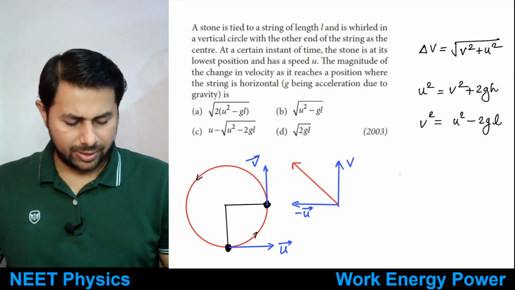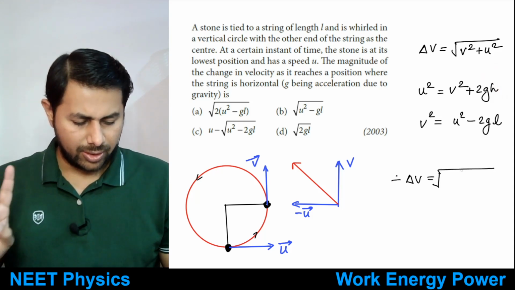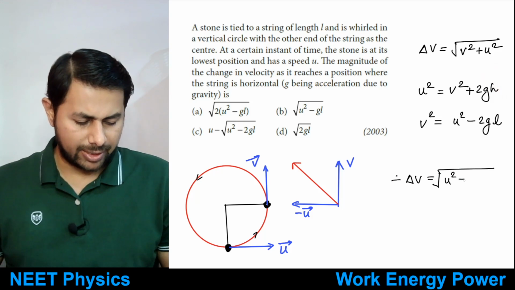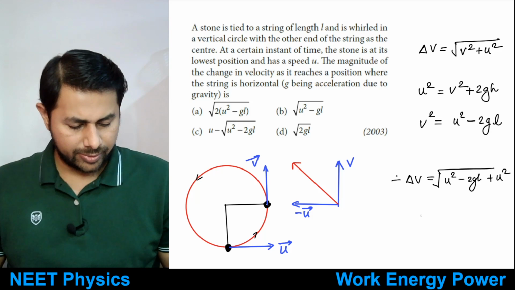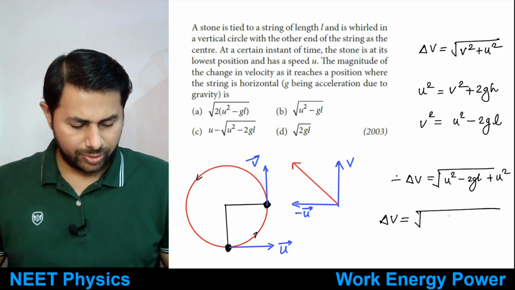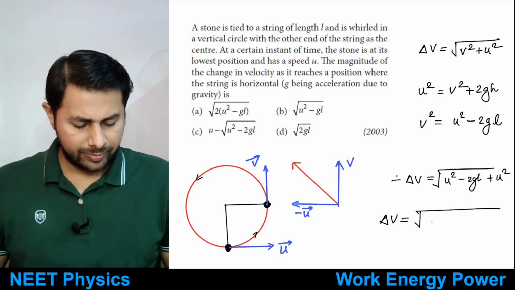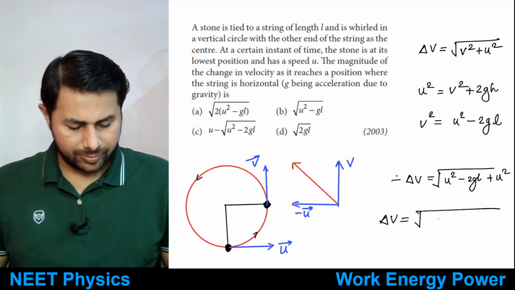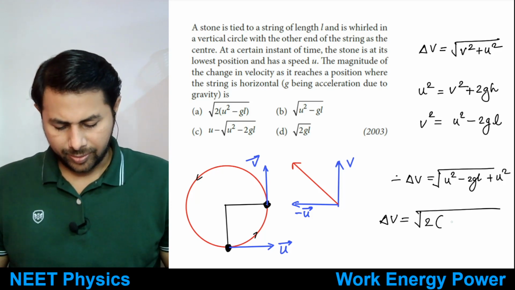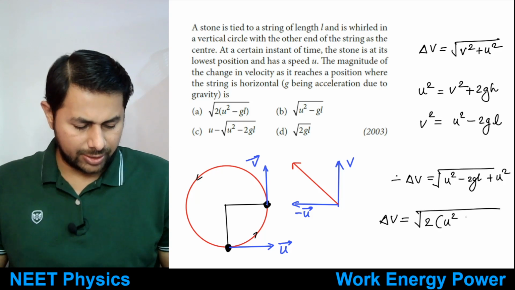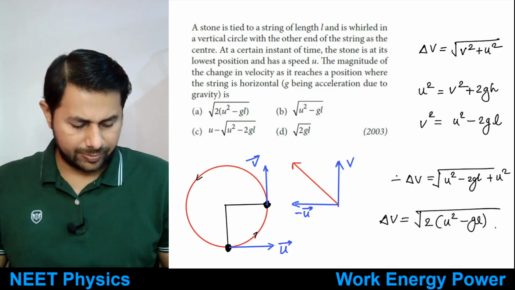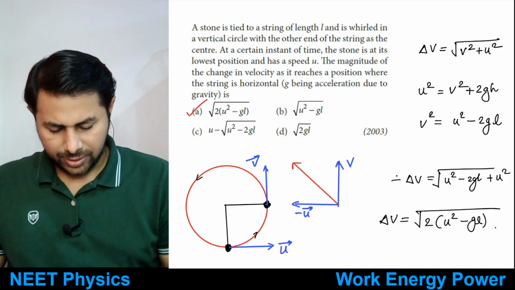What do you get? Delta v is equal to square root of v square, which is u square minus 2gL, plus another u square. So delta v is equal to square root of 2u square minus 2gL, or you can take 2 common, so it is u square minus gL. So this is the answer.